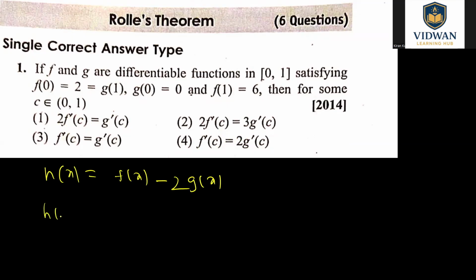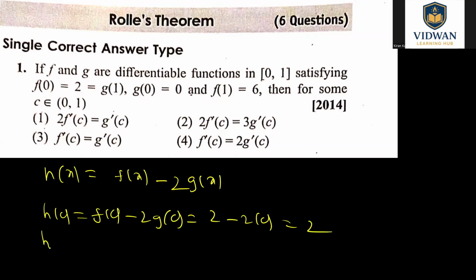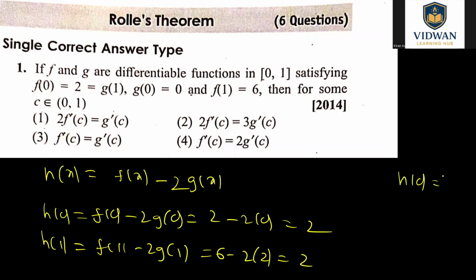Then what is h of 0? f of 0 minus 2 times g of 0. So f of 0 is given as 2, g of 0 is given as 0. So 2 into 0, so this will be 2. And what is the value of h of 1? f of 1 minus 2 times g of 1. f of 1, you know, it is 6. g of 1, you know, it is again 2. So this also is 2. So clearly you can see that h of 0 is equal to h of 1.